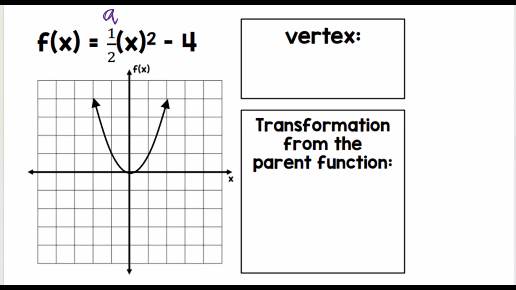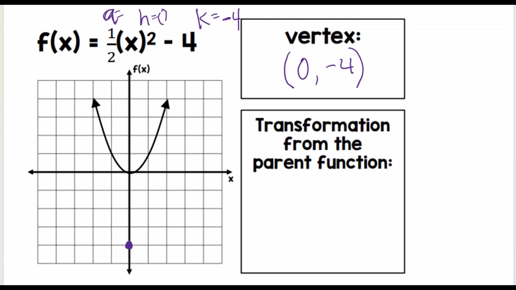So we want to identify A as 1/2. Oh, is there an H? No, there's nothing being subtracted in the parentheses, right? So A is 1/2, H is 0, and what is K? -4. All right, so if we were to write the vertex, H, K, what is our vertex? 0, -4. All right, so we know we're going to go just down 4 to plot the vertex.